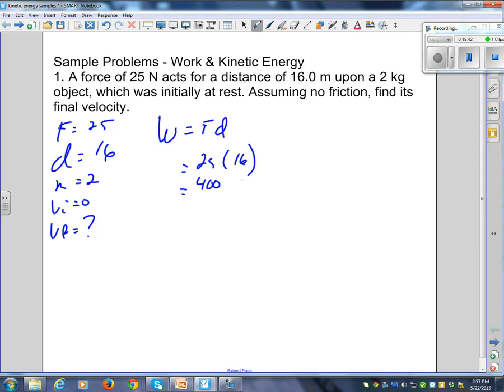So this is the work transfer method. I do 400 joules of work. Where does that 400 joules of work go? Into kinetic energy, which is mv squared over 2.